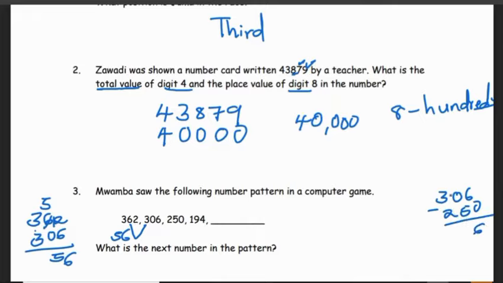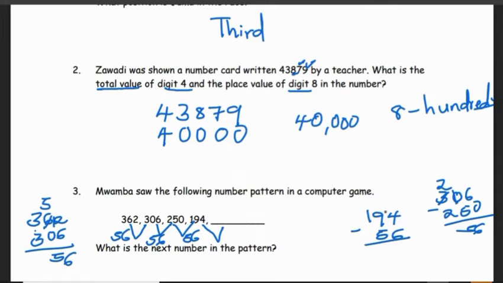0 cannot take away 5. So we need to borrow 1 from 3. So this one here we get 2. And here we have 10. 10 minus 5, that is 5. Again, we have a difference of 56. Now we get a hint that our pattern is a difference of 56. So therefore, for us to be able to get the next number in the sequence, we just need to take 194 and you subtract 56.